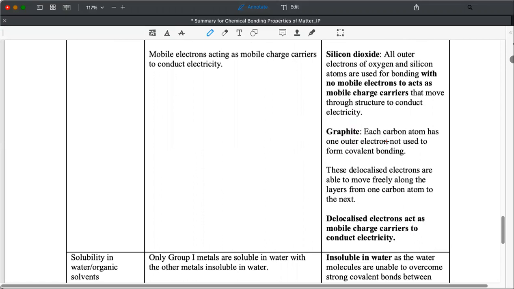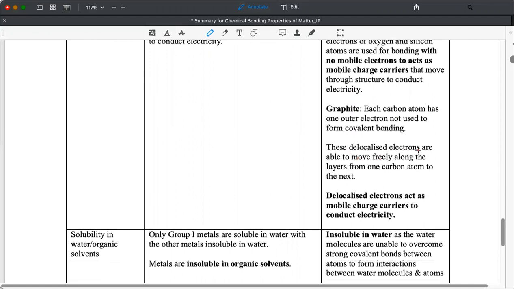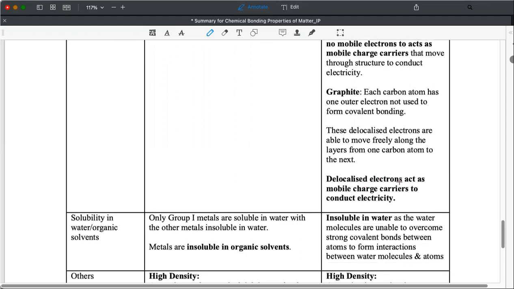Graphite, each carbon atom has 1 outer electron not used for bonding. This delocalized electron that is not used for bonding is free to move along the layer. Remember, the delocalized electron is only free to move along the layer. It doesn't move between the layers, all right? So this delocalized electron is acting as mobile charge carriers.